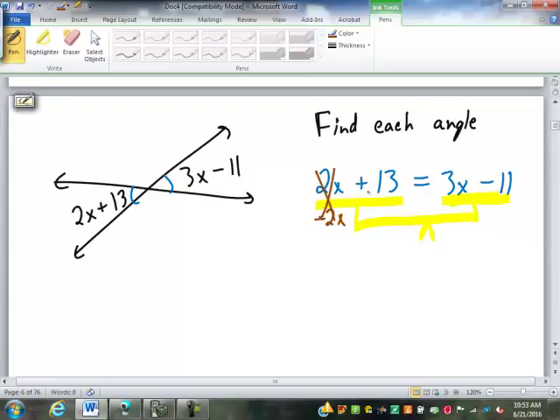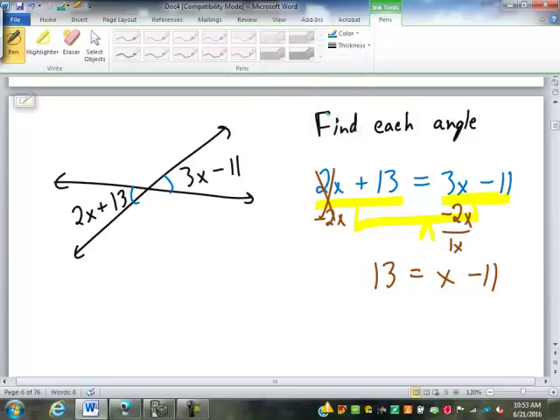So that's gone. Leaves me with 13 over here. But I have to do exactly the same thing to the other side. So I have to take away 2x there. Can't take it from the negative 11 because it's a different name. The only place I can take it from is from the 3x. What is 3x minus 2x? It's 1x, or we can just call it x, right? We don't have to write the 1. We still have the negative 11.